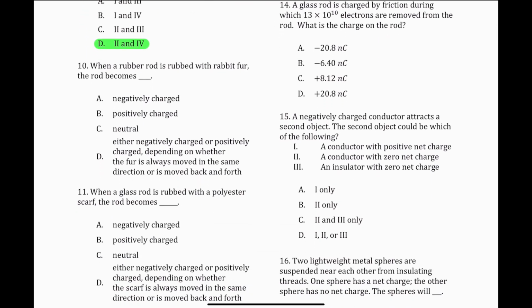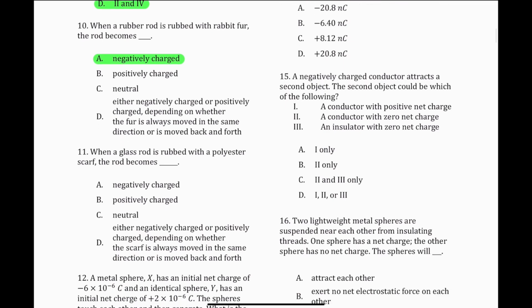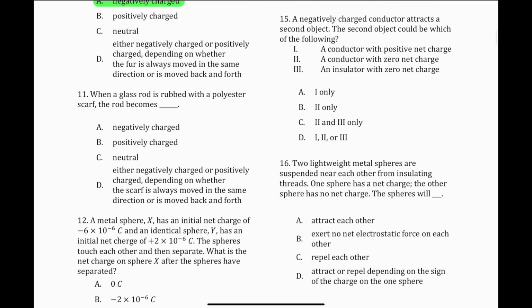10. When a rubber rod is rubbed with rabbit fur, the rod becomes negatively charged. 11. When a glass rod is rubbed with a polyester scarf, the rod becomes positively charged.